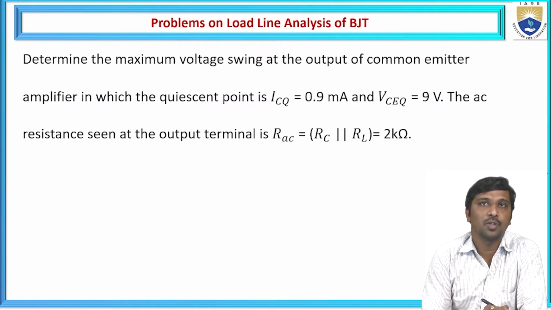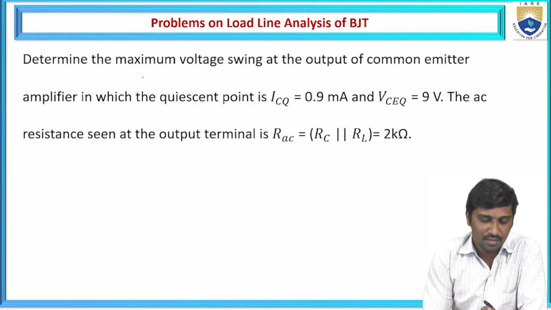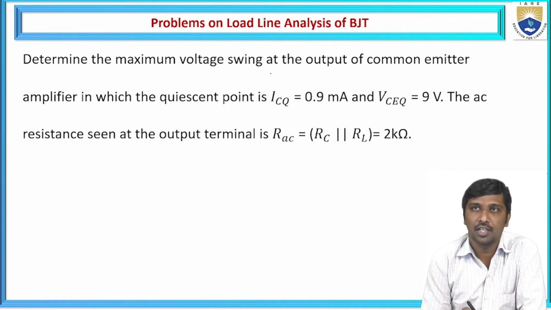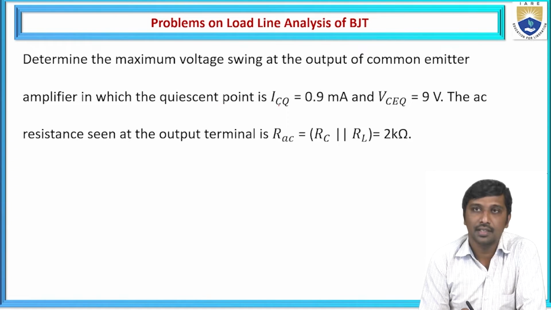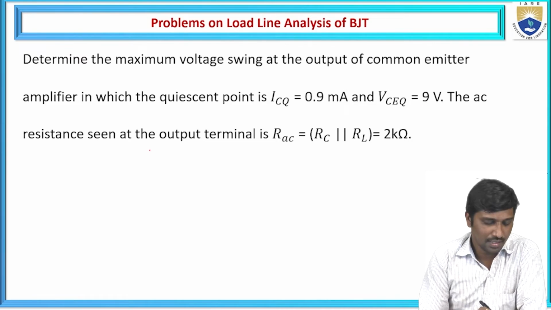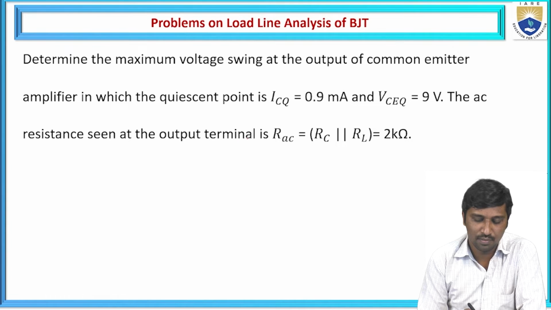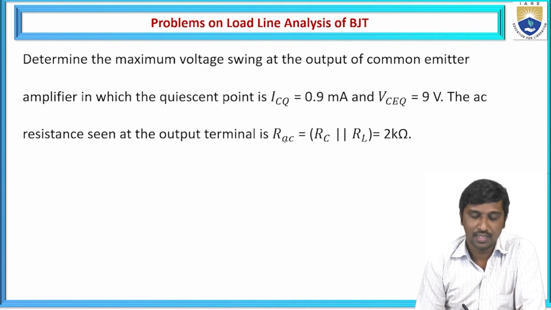Let us consider the first problem. Determine the maximum voltage swing at the output of a common emitter amplifier in which the quiescent point is ICQ equal to 0.9 milliamperes and VCEQ equal to 9 volts. The AC resistance seen at the output terminal, RAC, is generally the parallel combination of the collector resistance and the load resistance. In this problem, they directly provide the AC resistance, that is 2 kilo ohms.